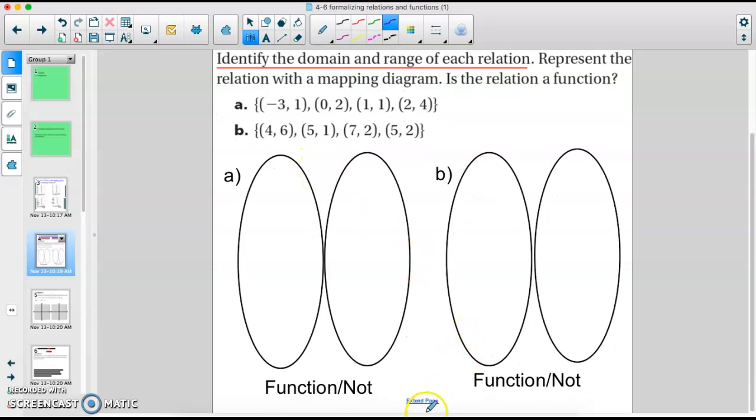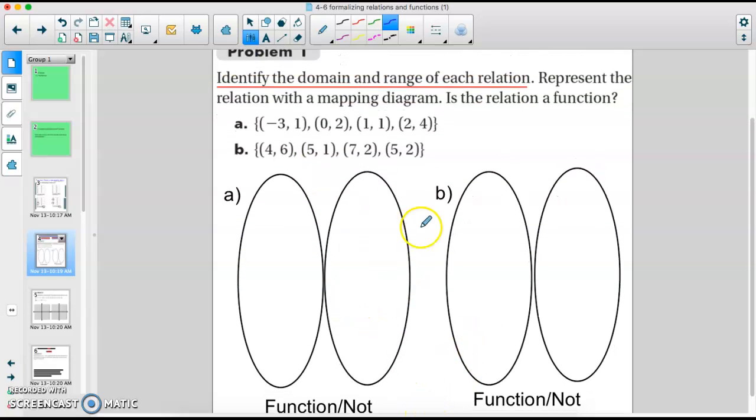All right, so first off, we're going to do this a little bit out of order. I'm going to put this into a mapping diagram. A mapping diagram is 2 circles, or 2 ovals. In this oval, we're going to put all of our x values, and in this oval, we're going to put all our y values. So for A, our x values are -3, 0, 1, and 2. Right? -3, 0, 1, and 2. Those are all our x values.